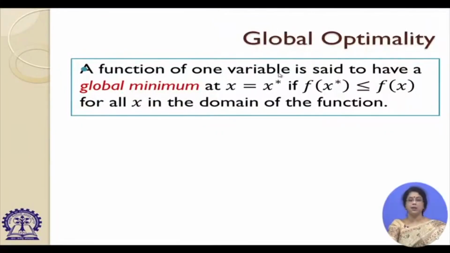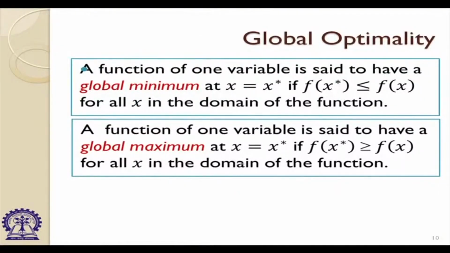Now, whether greater than or less than depends on whether we are considering the minimum or maximum. That is why let me extend this concept for global optimality. You see, I am just trying to explain all the concepts with a function of a single variable, so that very easily we can extend it to a function of two variables. Now, you see, the function has the global minimum at the point x equal to x star if f of x star is less than or equal to f of x for all x in the domain of the function. That means no point gives a better value for f in the minimum case.